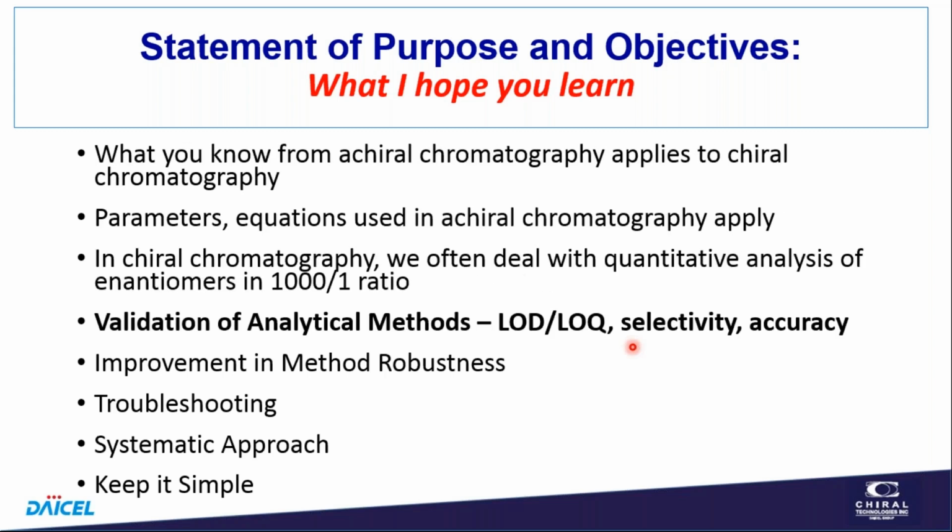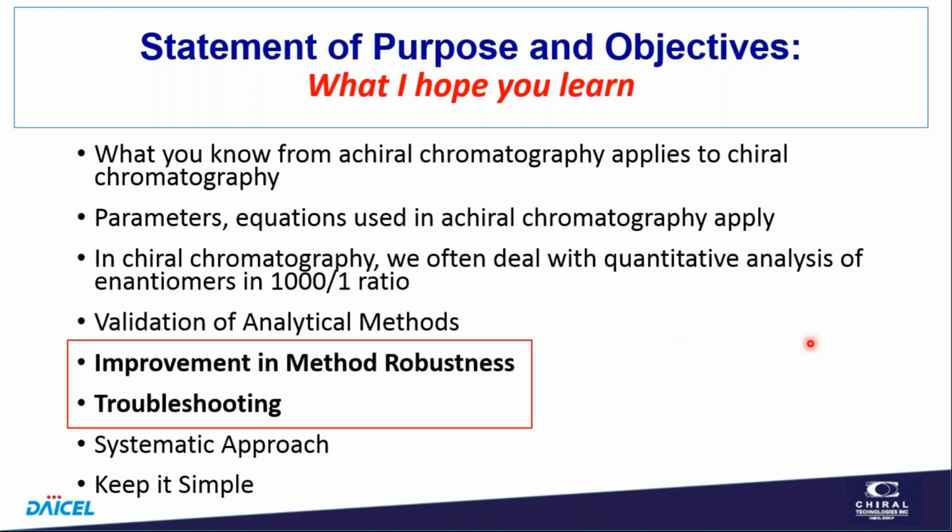Talk about validation of analytical methods. The key is probably limit of detection, limit of quantitation, because we're dealing with a major component and its minor impurity, and we may have limit of detection issues. We'll talk about selectivity. We certainly need to have separation between the enantiomers, and accuracy, because this is an important analysis.